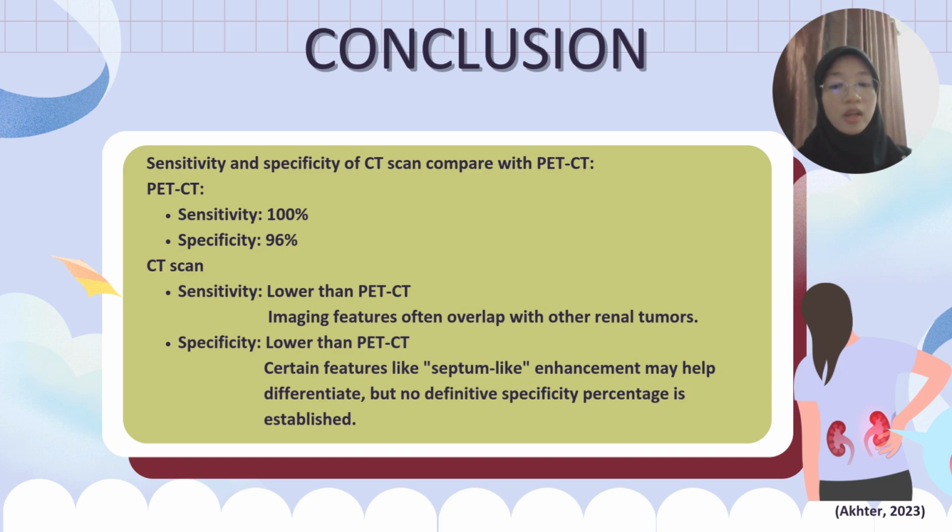The sensitivity of CT scans for diagnosing renal Ewing sarcoma is generally considered low due to the overlapping imaging features with other renal tumors. For the specificity, certain features like septum-like enhancement may help differentiate renal sarcoma from other tumors, but they are not definitive and lack clear specificity values.